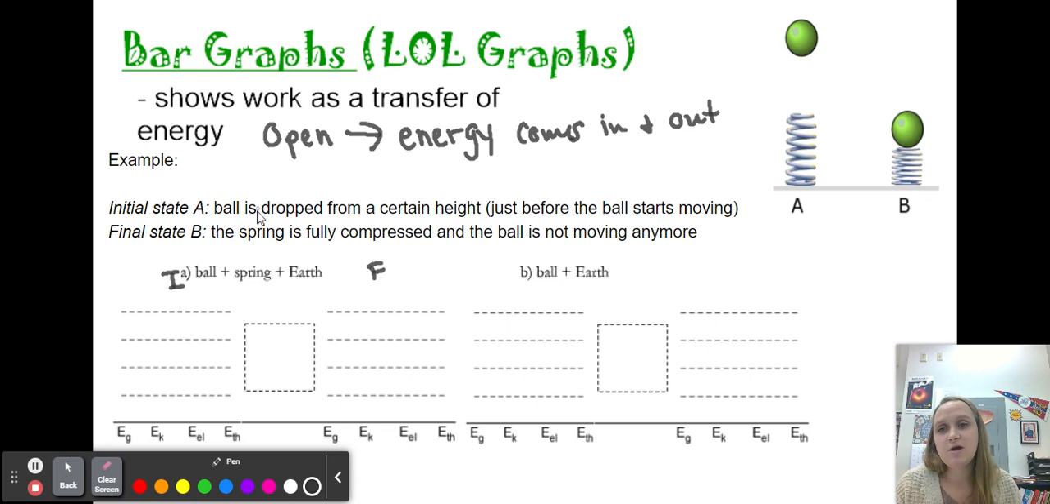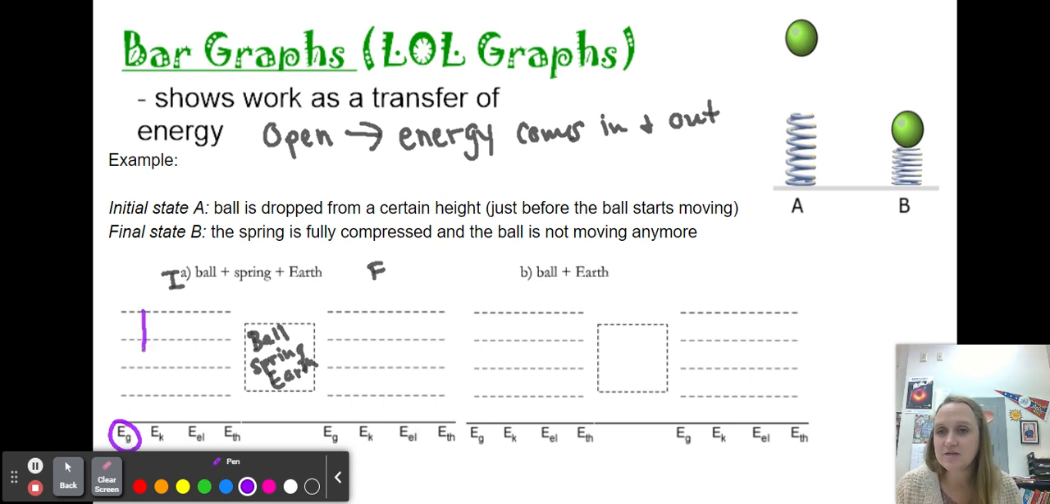So in this situation, a ball is dropped from a certain height just before it starts moving, and the final state is the spring's fully compressed. So in this box here, this is what we draw with our systems. We put our ball in our system, our spring in our system, and the earth in our system. So at the beginning, when my ball has some height, I have all gravitational energy. You'll see down here, this is an example where our system type changed, like the lettering, that's okay.